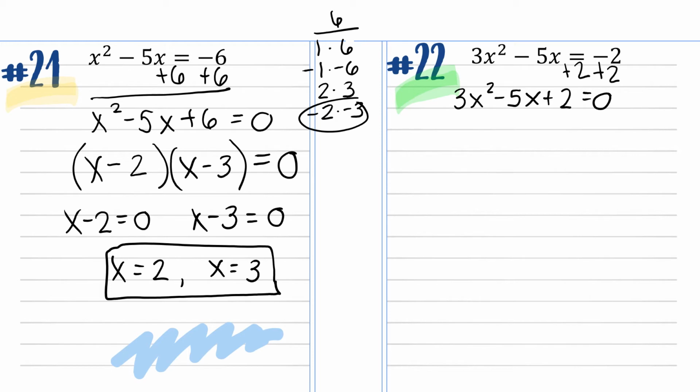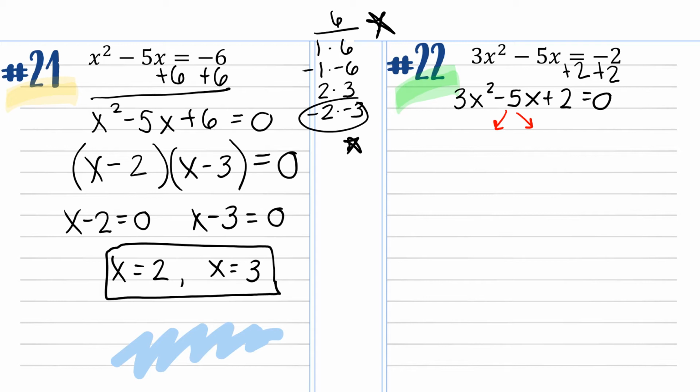Now, different than number 21, here we actually do have an a value that's different than 1, so we want to go ahead and use AC method. AC method says we're going to multiply 3 times 2, and we're going to get 6 again, so this work we did earlier is actually going to come in helpful again. Again, we want to look for factors that are going to add to our b term, or -5. Again, that exact same work from earlier. We can rewrite our problem, but this time we're actually going to split that -5x into those two terms.